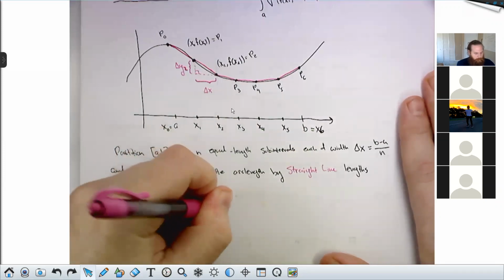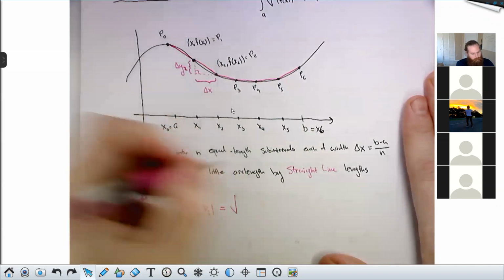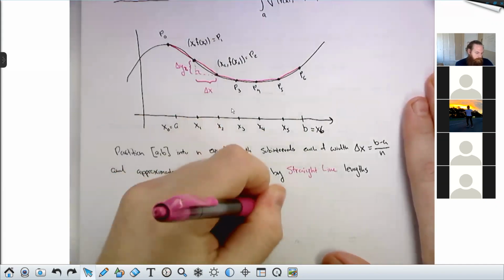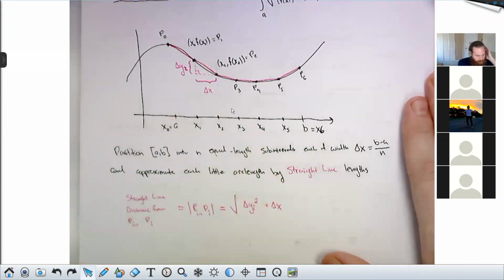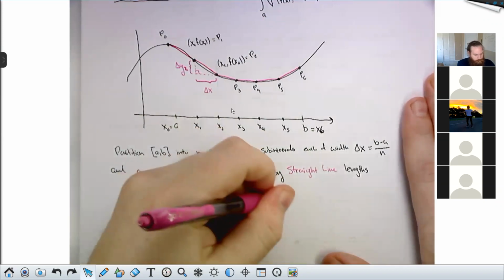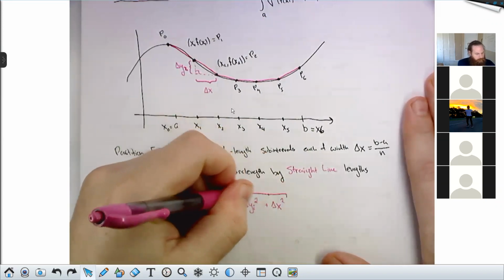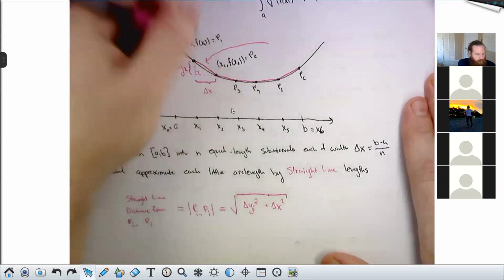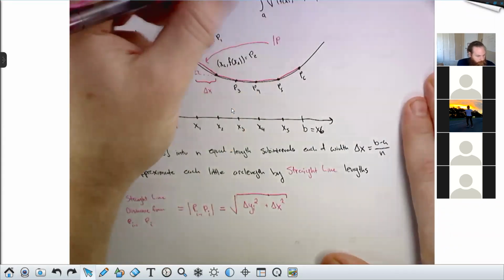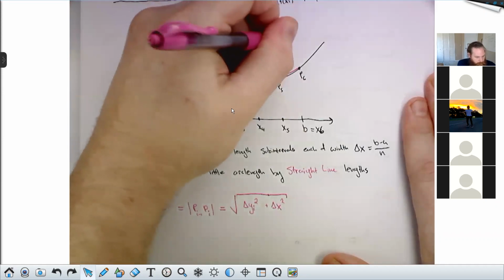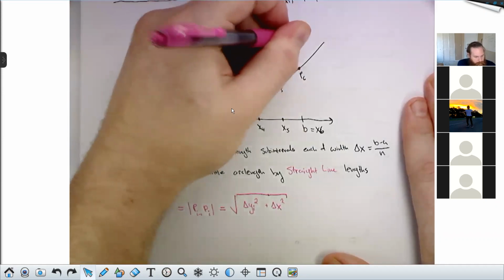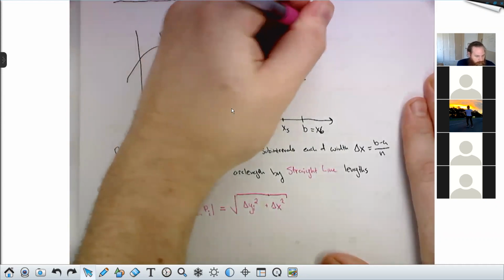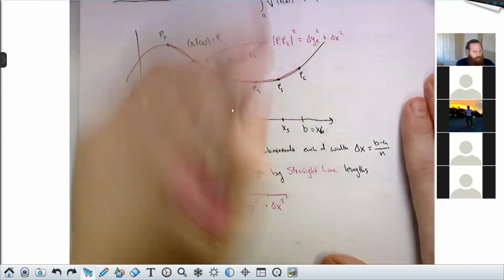By the Pythagorean theorem, this is the square root of delta y_i squared plus delta x squared. A squared plus b squared equals c squared. If you look here, this little length is P1 to P2. And according to Pythagoras, that thing squared should be delta y_2 squared plus delta x squared. So take square roots.